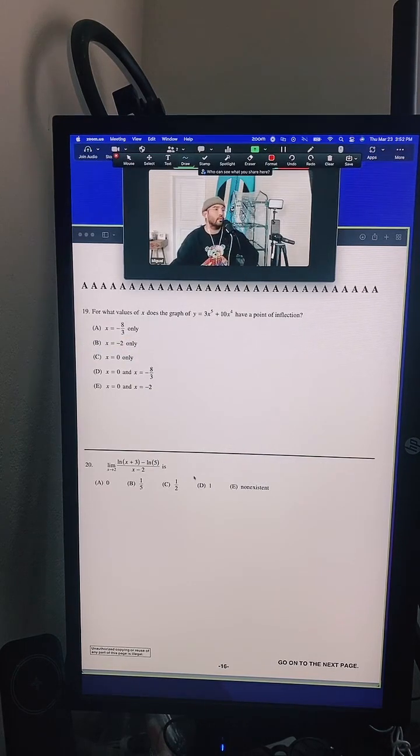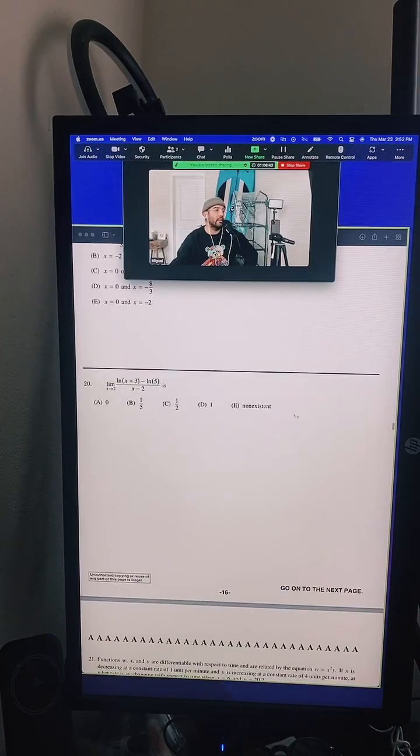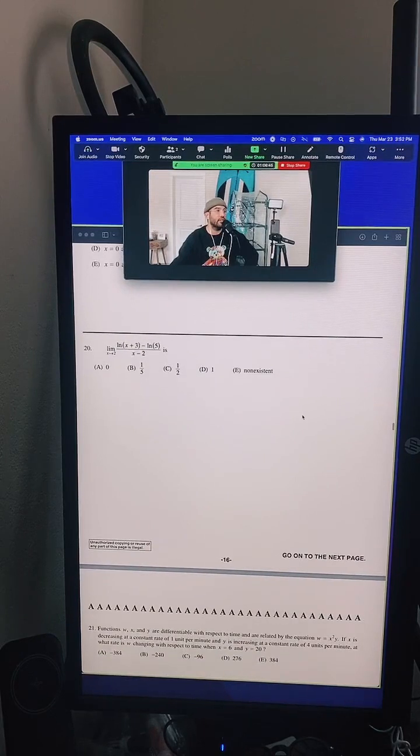All right, here we go, guys. Number 20. We have the limit of this function minus ln of 5 over x minus 2. Interesting. Why does this look a little weird? Oh, I keep thinking that it's the definition of a derivative, but it's not. One thing that you always should test is direct substitution. I know it's not going to work at this point.